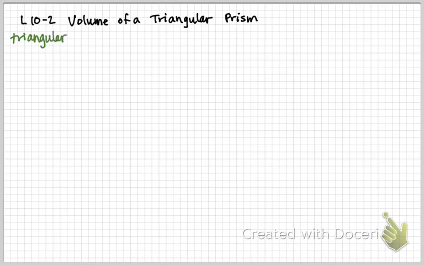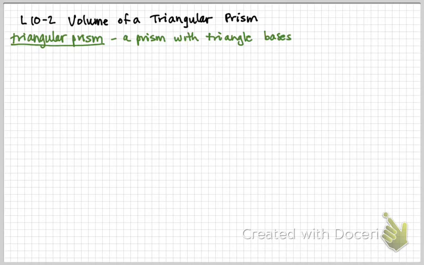Triangular prism. A triangular prism is basically a prism with triangle bases. Okay. Now, I am going to add something to this definition, and it holds true for all prisms. All prisms. So flat top, flat bottom, you're a prism, and all the sides are going to have this in common.